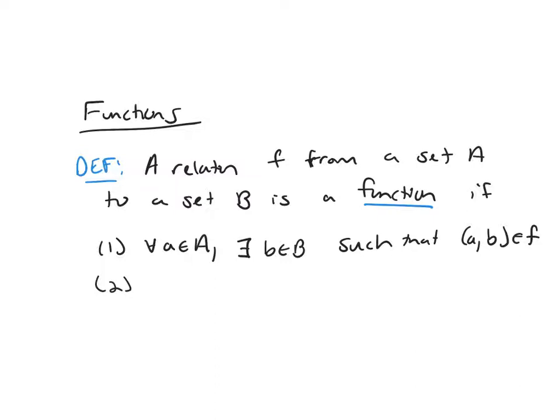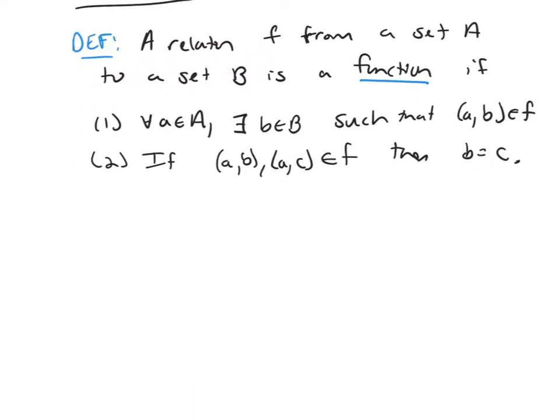And the second condition is if (a,b) and (a,c) are in f, then b equals c. If you want to think about this in terms of inputs and outputs, the first one is saying every input has an output, and then the second one is saying that every input has exactly one output.